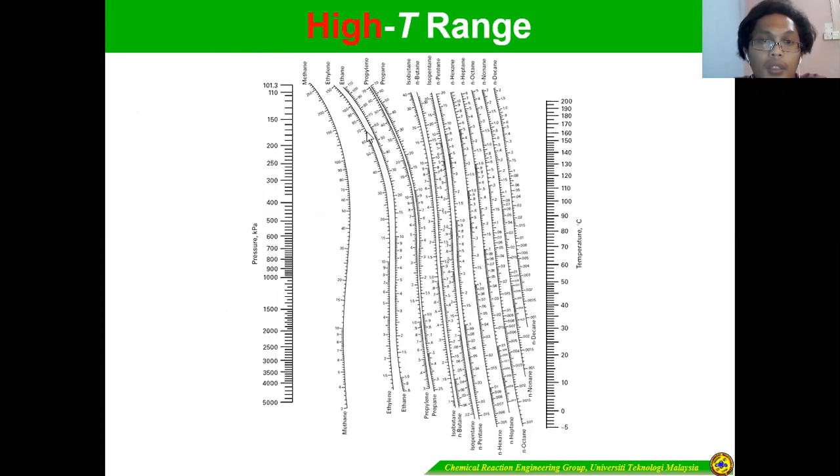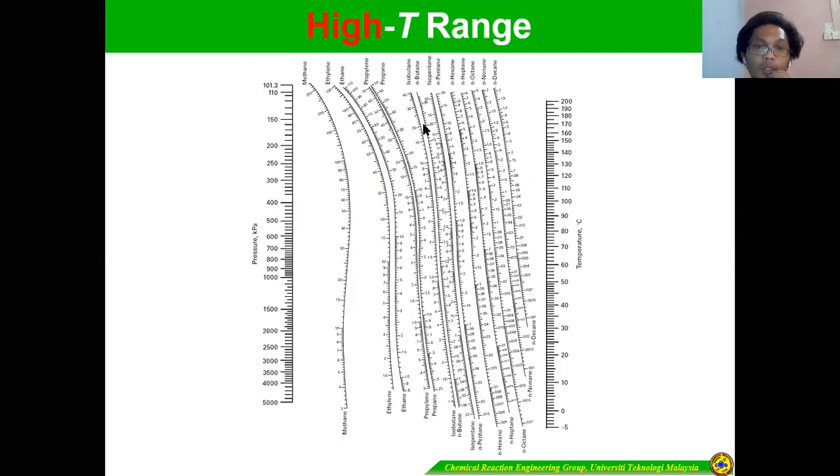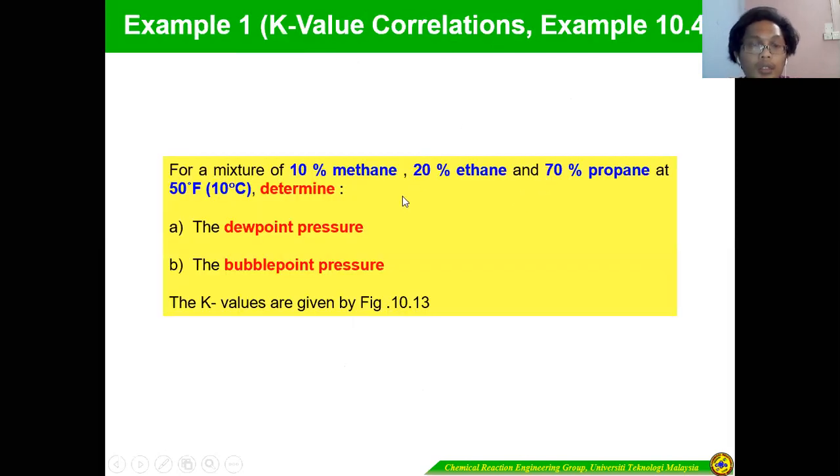This is for high temperature and this one is for low temperature. The low range is from negative 70 degrees C to 20 degrees C, and the high temperature range is negative 5 to 200 degrees C. So you can use both diagrams depending on the temperature. Let's see this example. How can we determine the dew pressure as well as the bubble pressure?